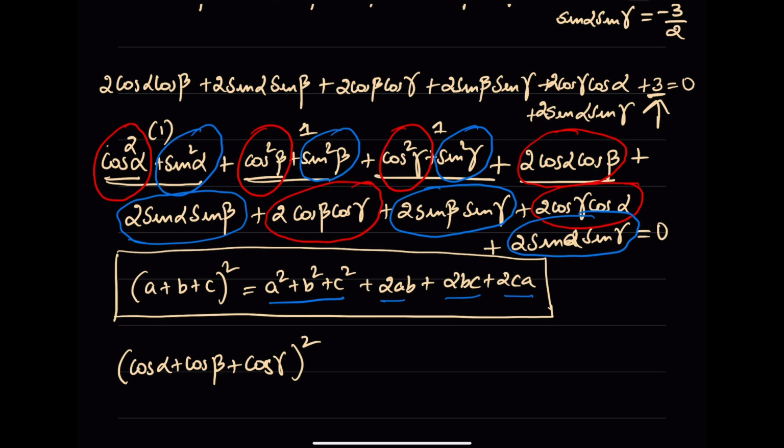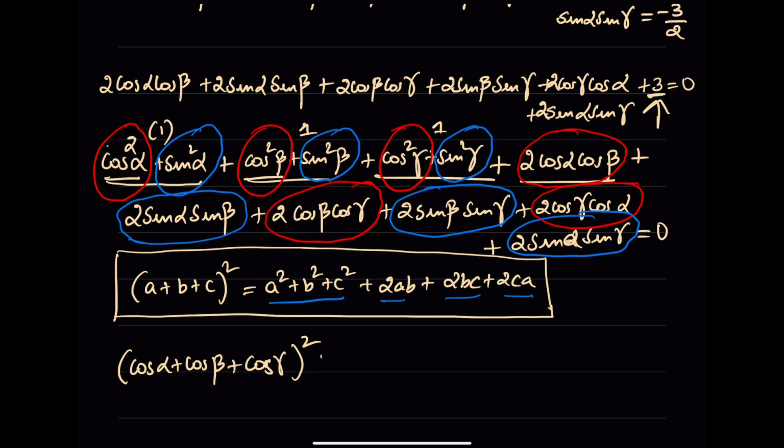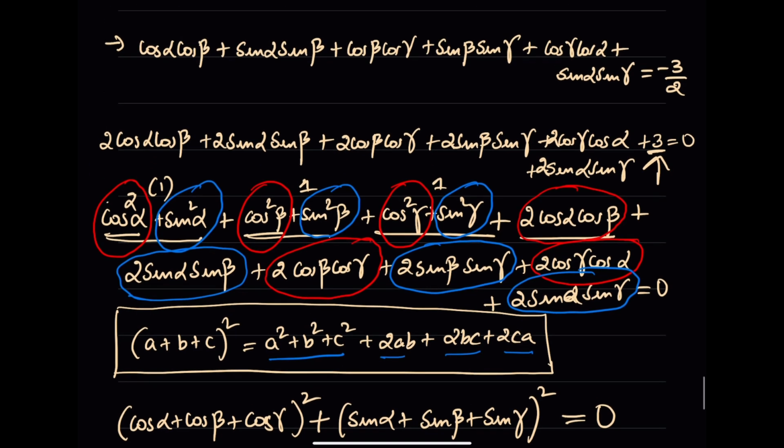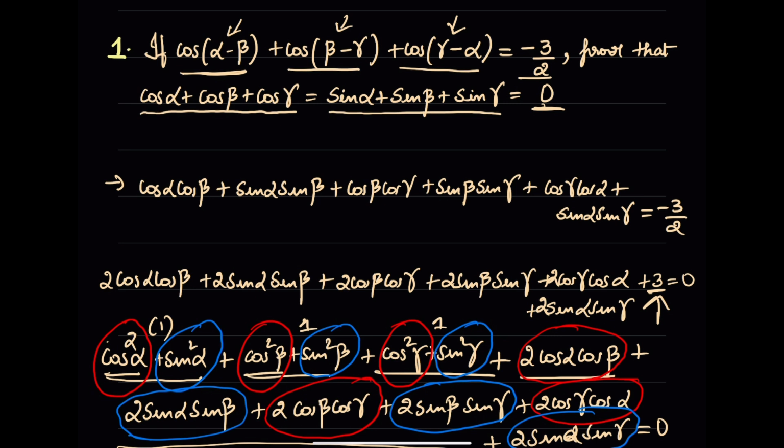So that is nothing but, let's apply, so that will be sine alpha plus sine beta plus sine gamma the whole square. And this is equal to 0. Now let's go back to the question. What is the ask here? We have to prove that cos alpha plus cos beta plus cos gamma is equal to 0, as well as sine alpha plus sine beta plus sine gamma is also equal to 0.